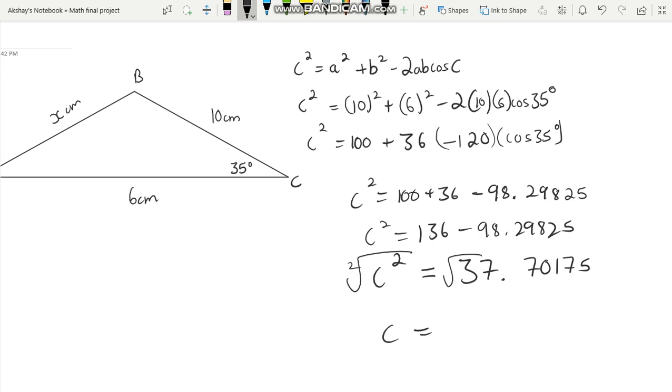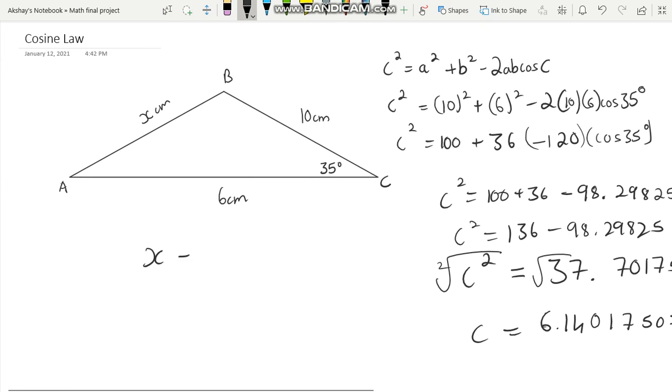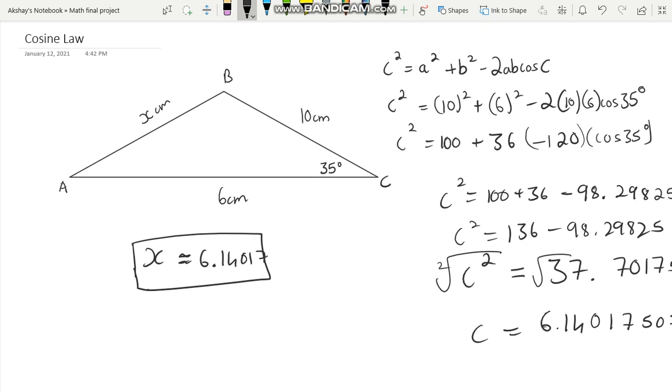X is equal to the square root of 37.7017. And c is equal to 6.140175079. And I know c is also just x, so I know x is equal to approximately 6.14017. So I was using cosine law.